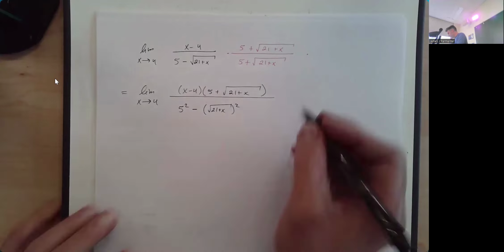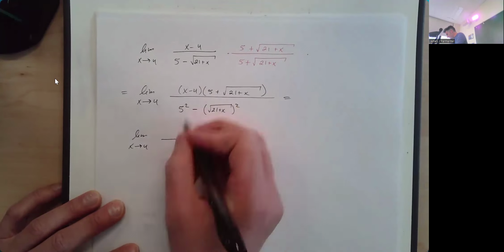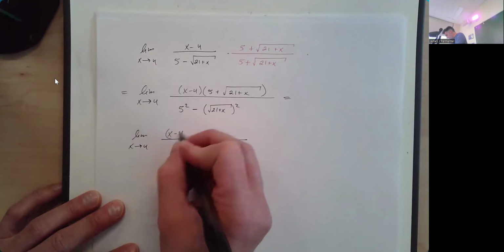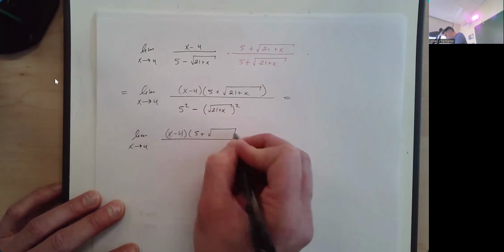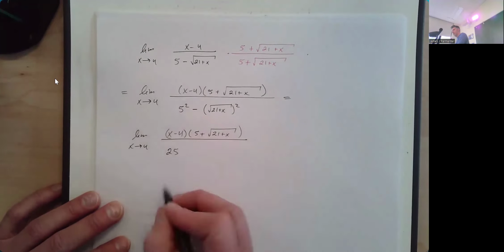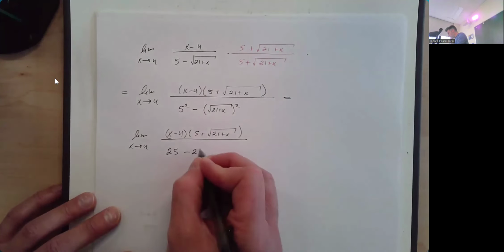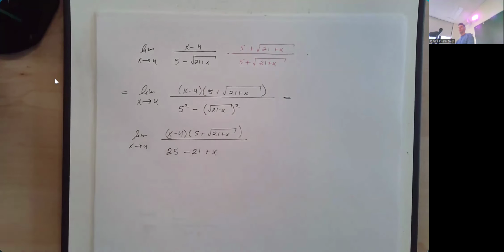Here's why. If we continue, we end up with still x minus 4 on top times 5 plus the square root of 21 plus x. On the bottom, we have 25. Watch the mistake. Minus 21 plus x. It's a mistake. I don't have minus 21 plus x. I have minus all of 21 plus x, which means I have to distribute the minus sign.